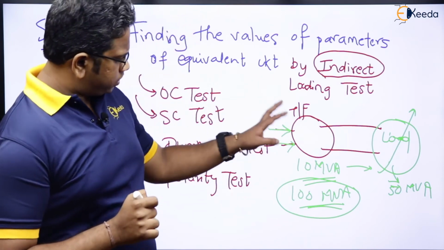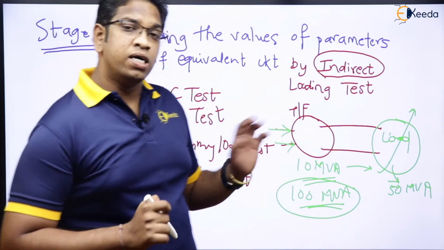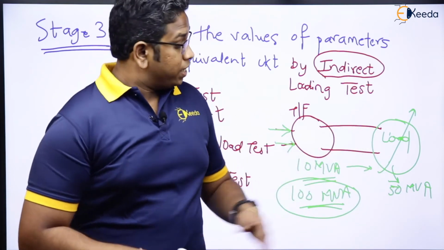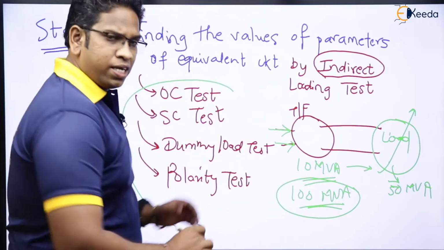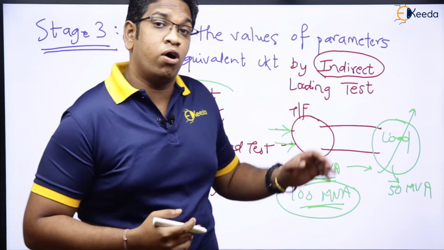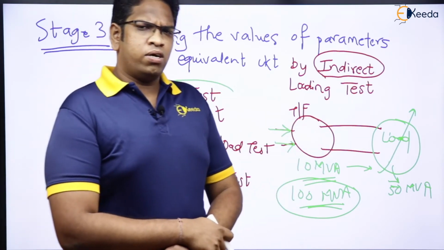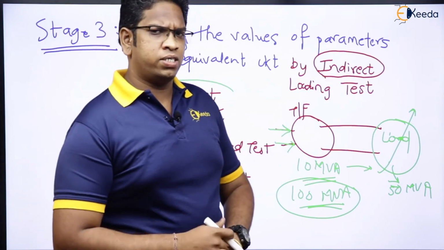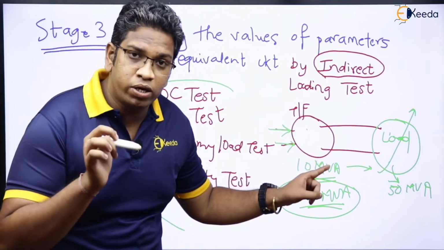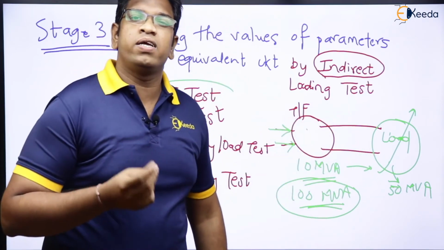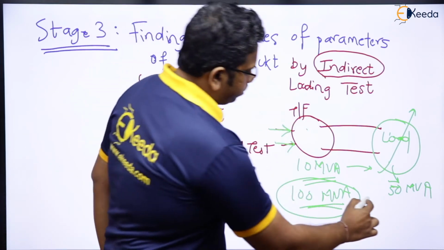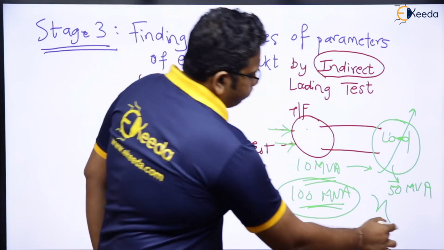Basically, if this transformer is, let us say, 100 MVA, you don't need to have 100 MVA of load. By doing the OC test, SC test, dummy load test, polarity test, etc., you will get an approximate estimation of the parameters. Sir, what do you mean by approximate and estimate? See here, when you do a direct loading test, you directly load the machine, and you will get the real time parameters, real time efficiency, and real time voltage regulation.